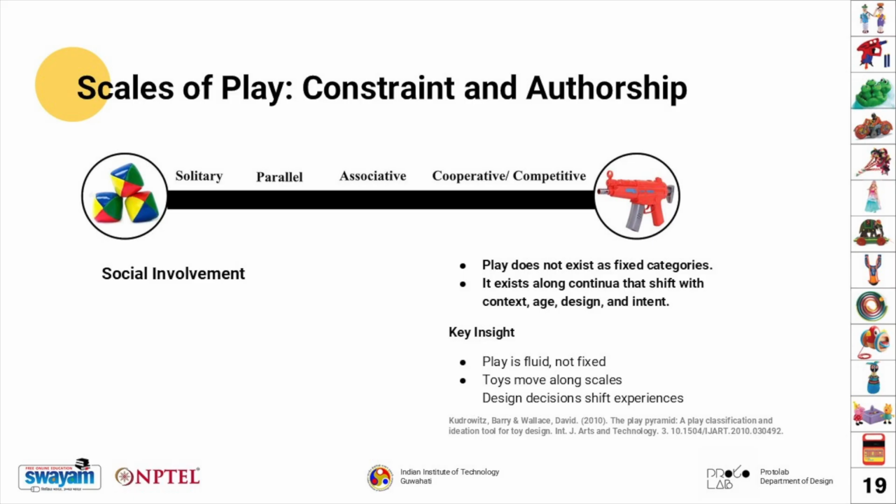Solitary play involves playing alone, even if others are nearby. Parallel play happens when children play side by side with similar material but without interaction. Associative play includes sharing materials and conversation, but with loose structure. At the far end, cooperative or competitive play involves shared goals, rules, and outcomes.